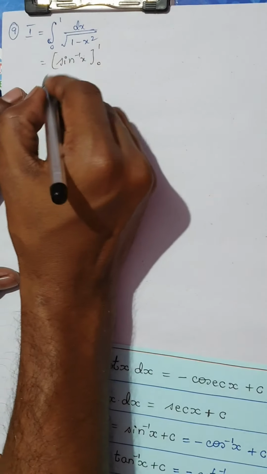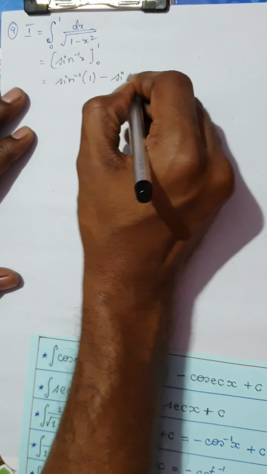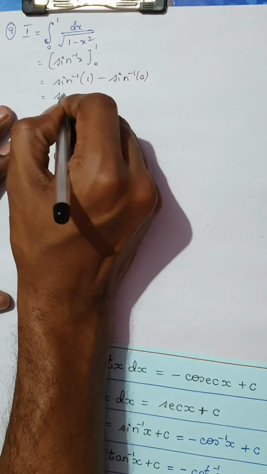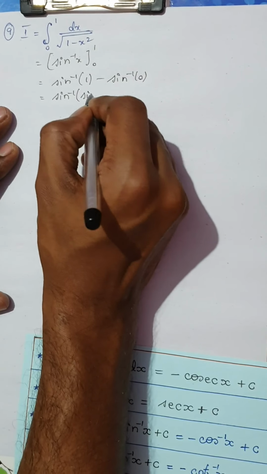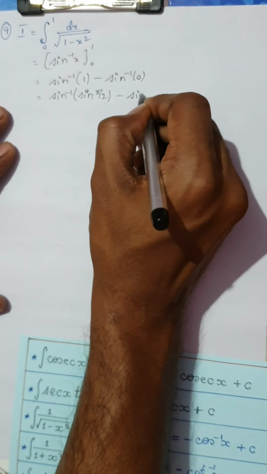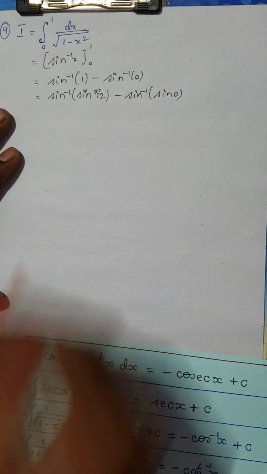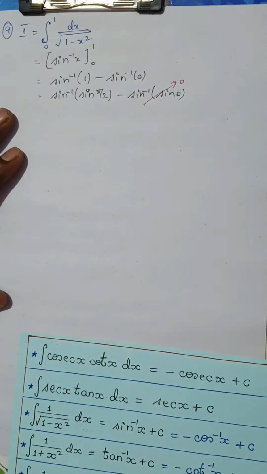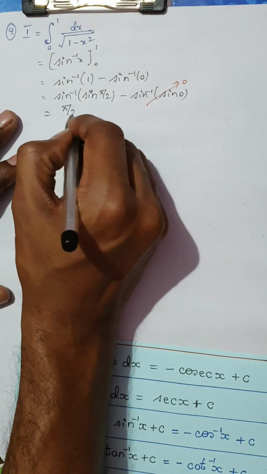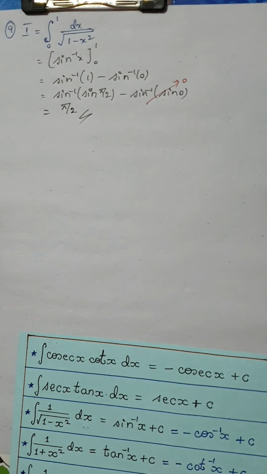If you apply the limits, you will get sine inverse of 1 minus sine inverse of 0. We all know sine pi by 2 is 1, and sine inverse of sine 0 is 0, so that term is completely 0. You are only left with sine inverse of sine pi by 2. So the final answer would be pi by 2. Shall we move on to the next question?